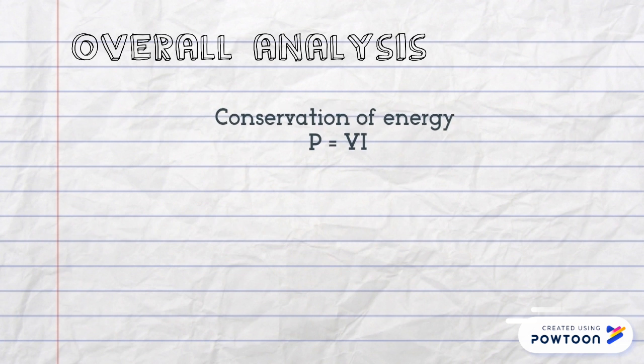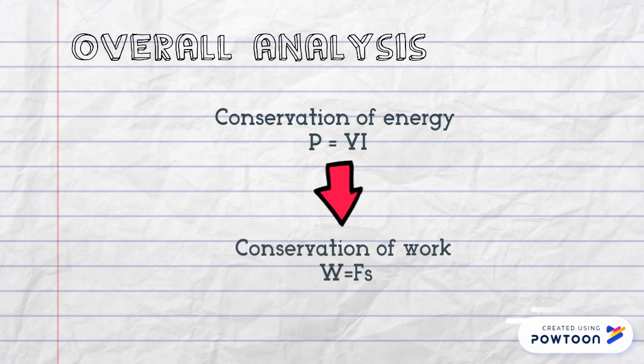For transformers, we know that they follow the law of conservation of energy. Power equals voltage times current. In my model, I re-represent it as the conservation of work, which is also a part of conservation of energy. Work equals force times distance. We can tell that the relationship between the variables in these two equations is inversely proportional.